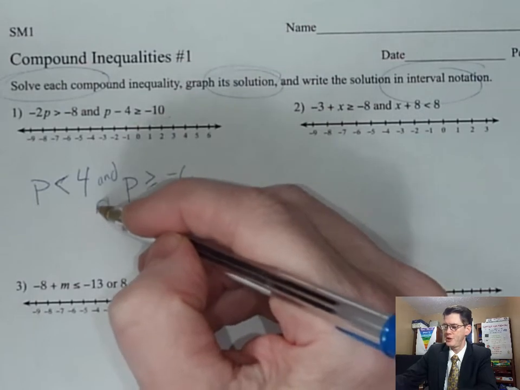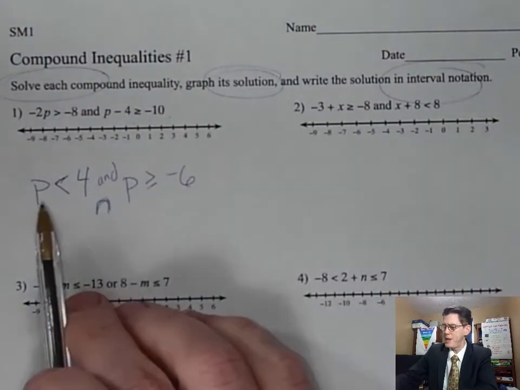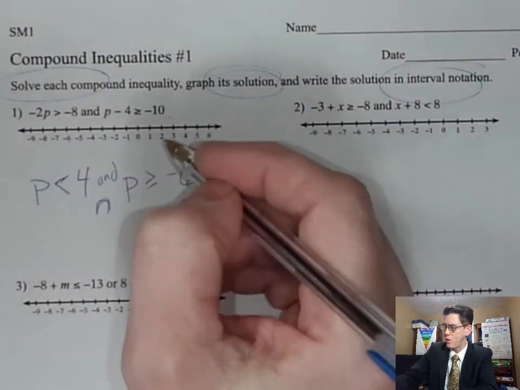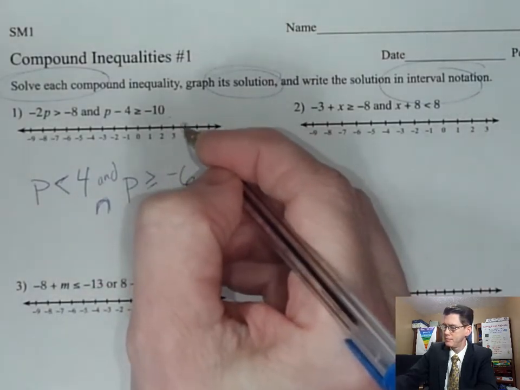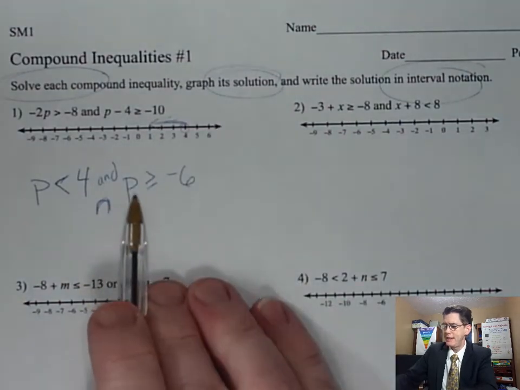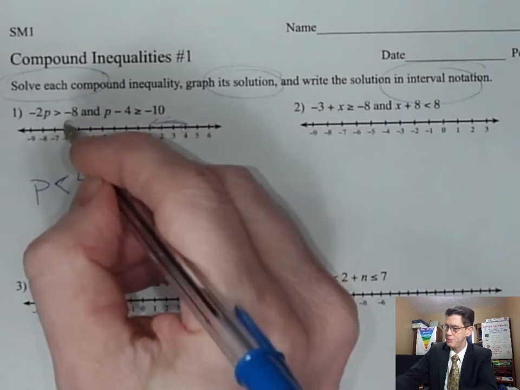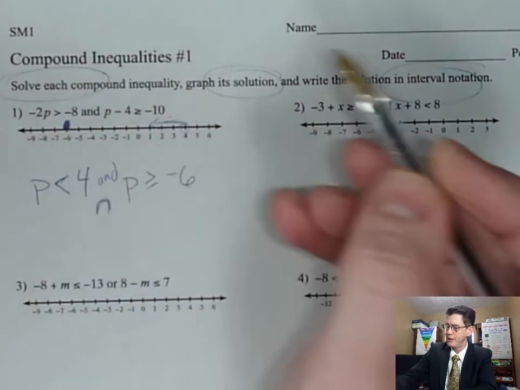In future years, you'll see them use that symbol right there. So where is p less than 4? That part right there. And it's greater than or equal to -6. That means it's a closed-in dot there.